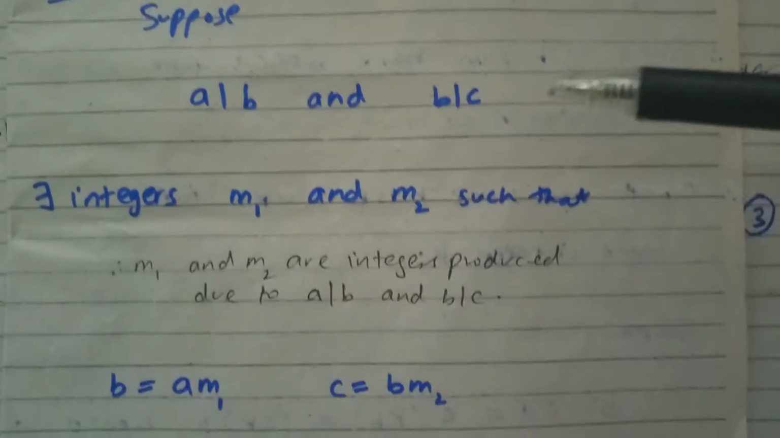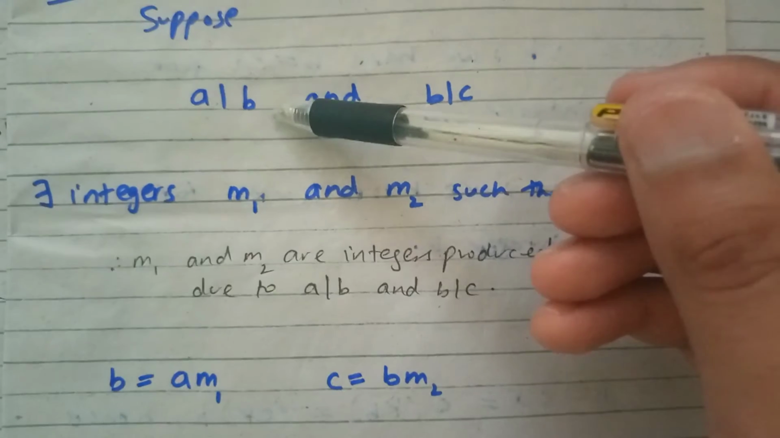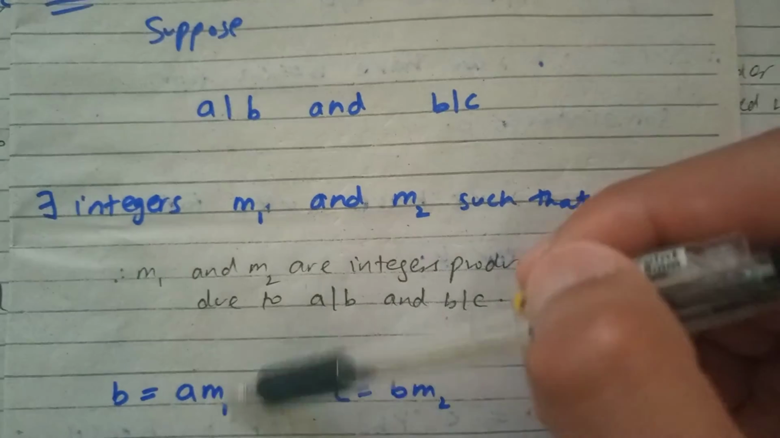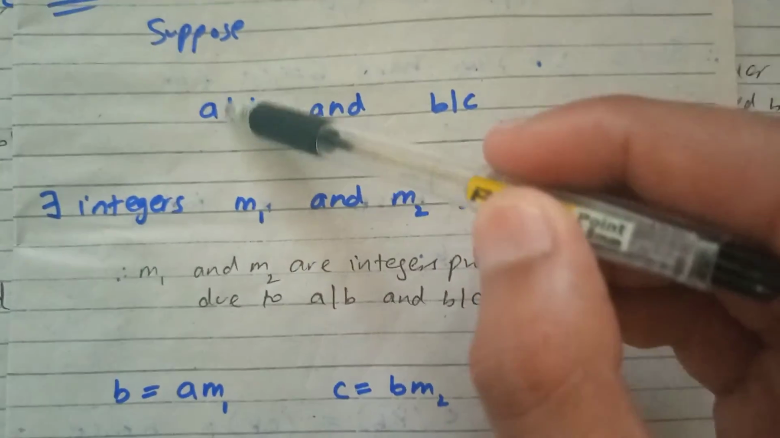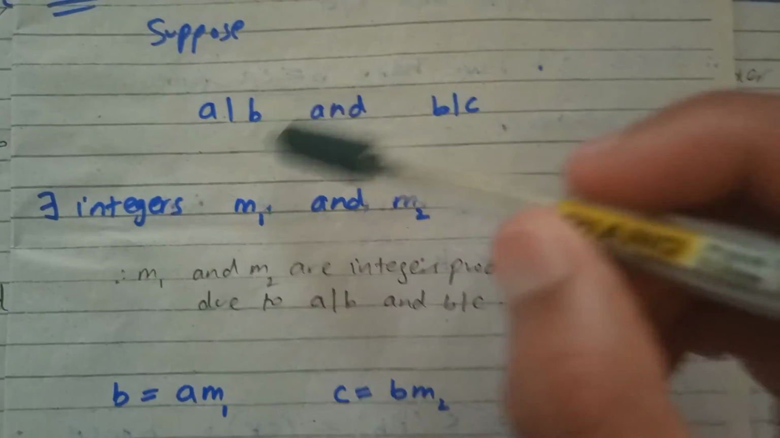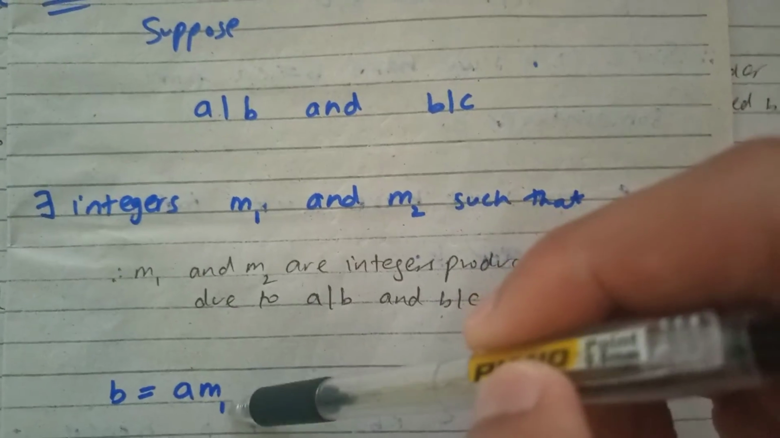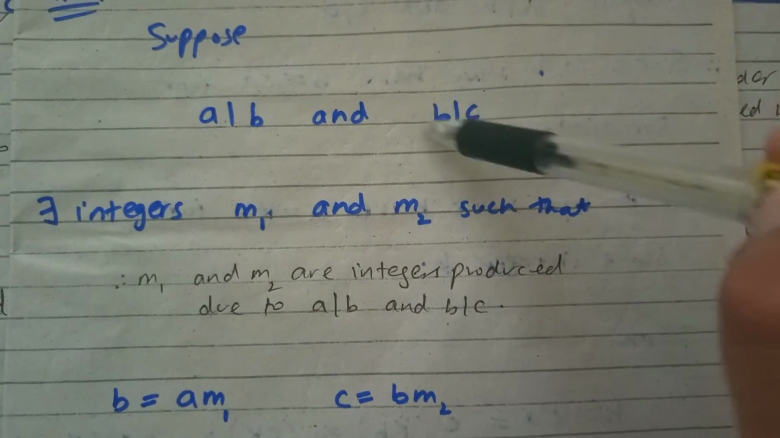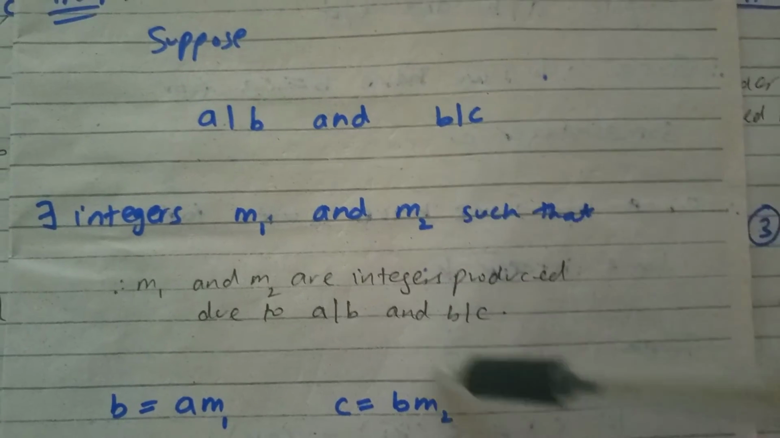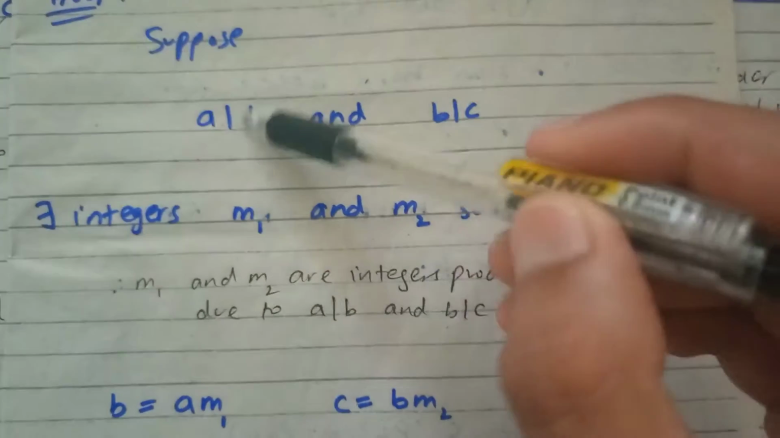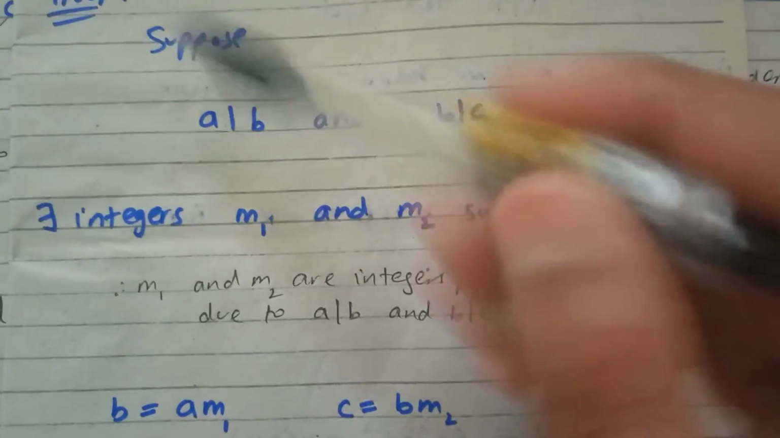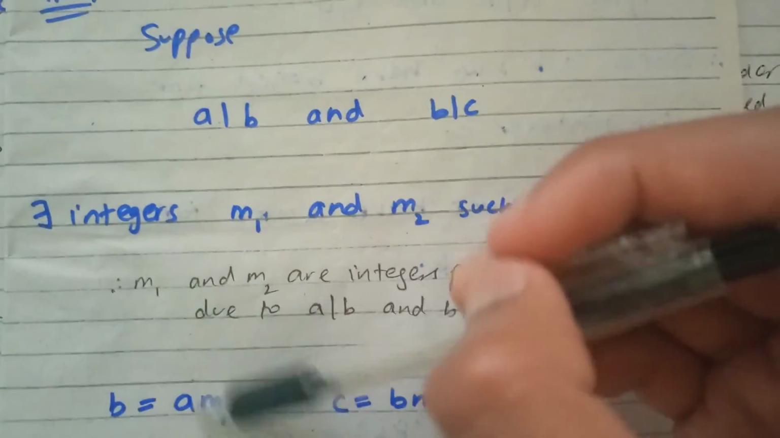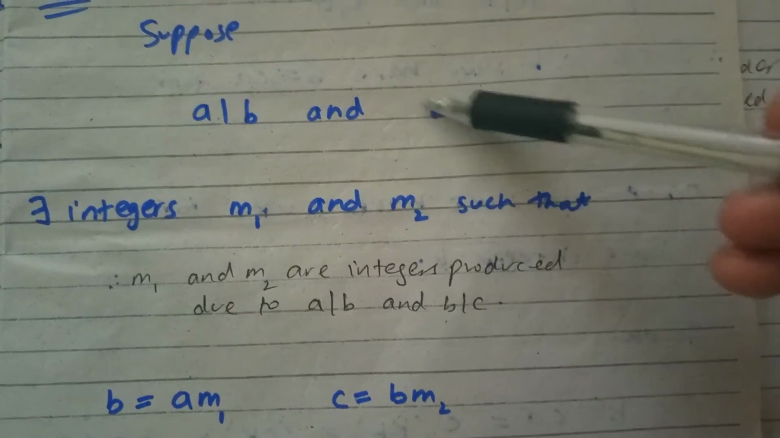Now, as we said, this means b is divisible by a. So b is equal to a m1, because that is being divisible by a. You have to write this equation as b is equal to a m1, where m1 is the new integer. Similarly, c is equal to b m2, because that is being produced. So b is equal to a m1, and c is equal to b m2.